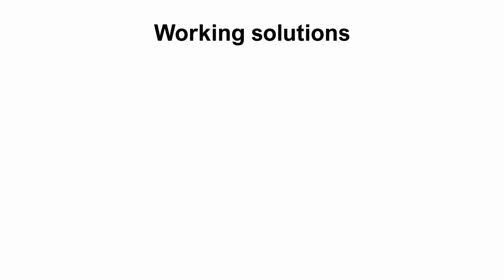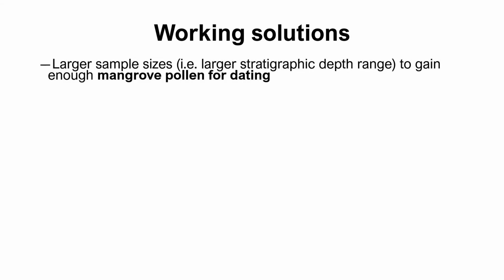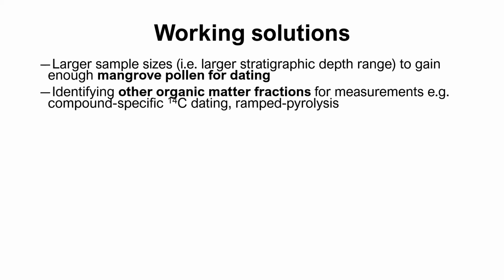So some more working solutions to this, why don't you sample a larger piece of core for getting some mangrove pollen for dating? Are there other organic matter fractions that we can use? For example, compound specific radiocarbon dating. Can we use ramp pyrolysis techniques to understand which carbon fraction within the mangrove sediment is best to use? I think there are some other talks on these two topics in this workshop, so you should go check those out.